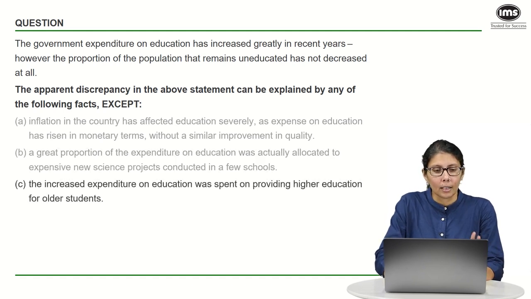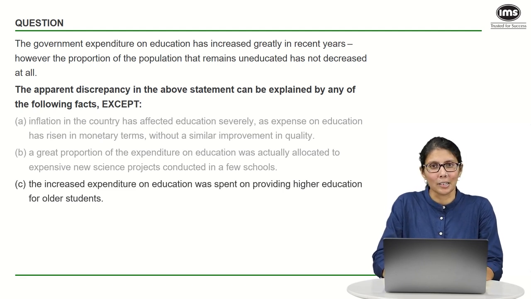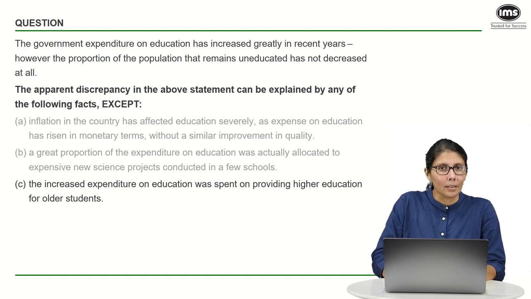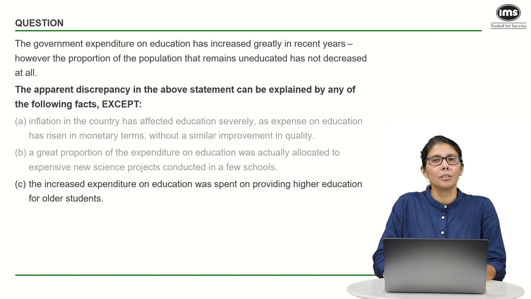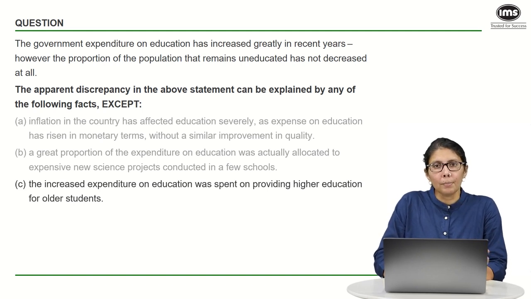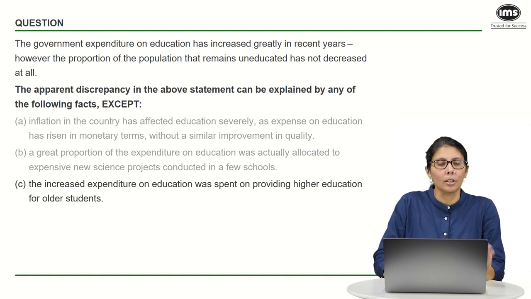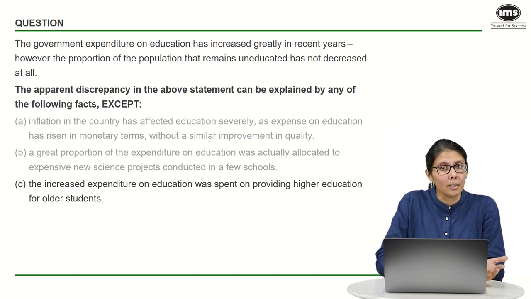C says the increased expenditure was spent on providing higher education for older students. Again, it was spent on a good cause, but on higher education. That again would explain why the percentage of uneducated has remained the same. The uneducated would be people who have not received any education. So if the money is being spent on higher education, that automatically means that there is less money available for primary or basic education. C again would explain the entire discrepancy, so cannot be our answer.